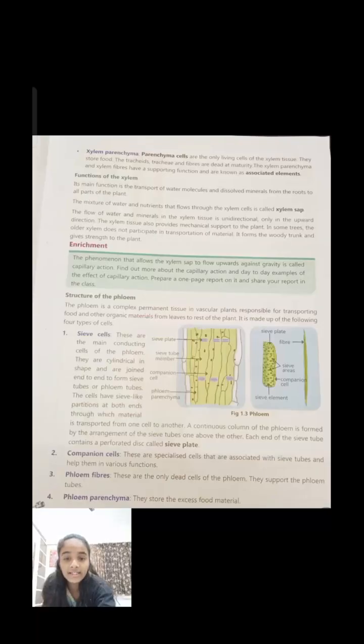Now let's see xylem parenchyma. Question number 23. What are parenchyma cells? The answer is, parenchyma cells are the only living cells of the xylem tissue. They store food. Now the 24th question is, which cells are dead at maturity? The answer is, the tracheids, trachea and fibers are dead at maturity.